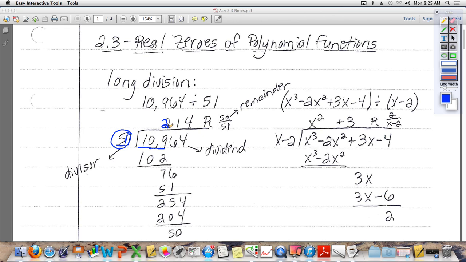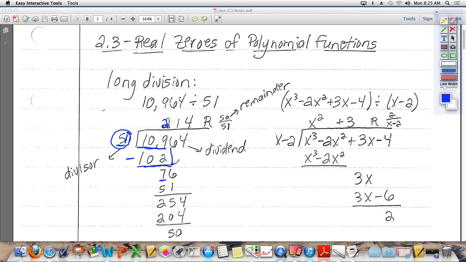Alright, and now this is the deal. You have 109 and 102. What do you do to those two numbers? You subtract them. That's not as big of a deal for this kind of problem, but when we start talking about polynomials, that's going to be a bigger deal. So 109 minus 102 is 7. Does 51 divide into 7? No, which means we need to bring down the 6.